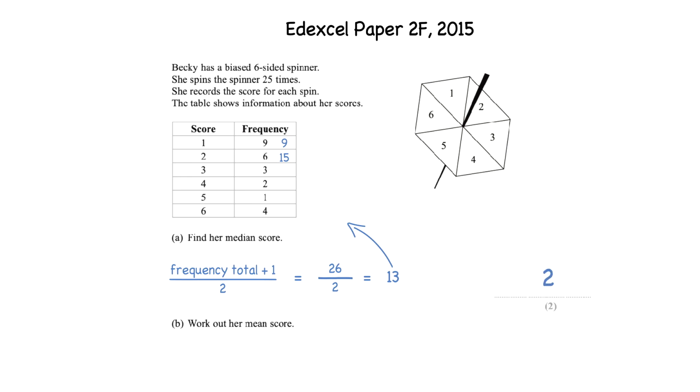In order to work out the mean, we would start a new column called fx and calculate each of those numbers by timesing the score by the frequency. Once we've got that, we would calculate the total of that column, which is 67, and divide it by the total in the frequency column, which is 25. Therefore, our mean will be 2.68.